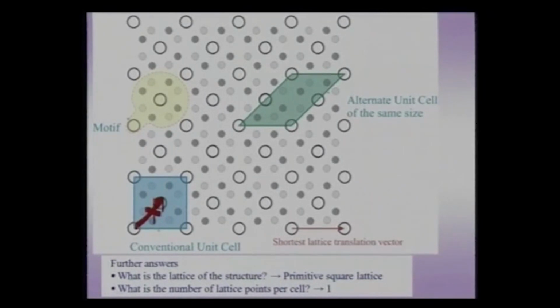Mr. Debtosh has a question for us. What is the difference between conventional and shortest unit cells? You mean the smallest unit cell. So the question of Mr. Debtosh is, what is the difference between a conventional and the smallest unit cell?